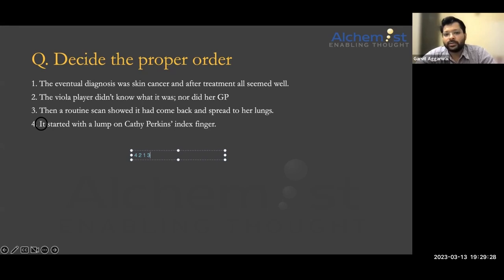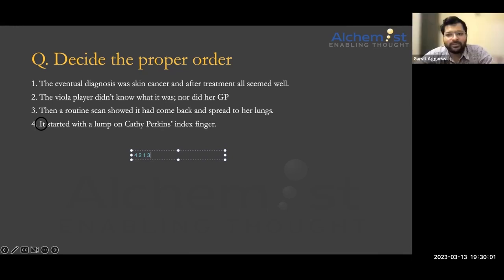Did not know what it was, nor did a GP. GP means general practitioner, a doctor. Now, 1 और 3 दो में से प्यारे sentence है. One says, then a routine scan showed her cancer had come back. What had come back? And spread to lungs. Lump. अगर वो lump होता तो पहले उसको जाना भी तो पड़ेगा. Then it can come back.